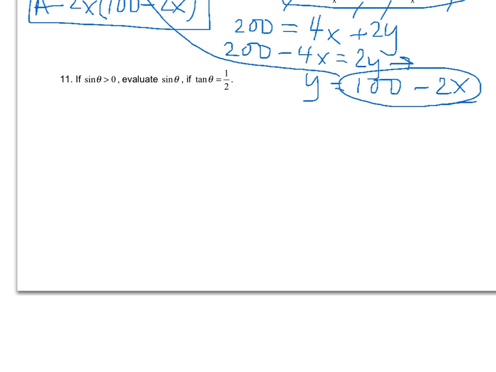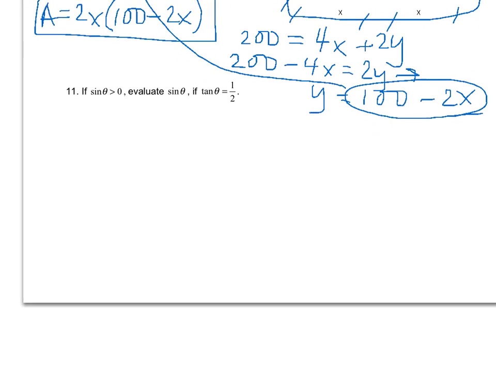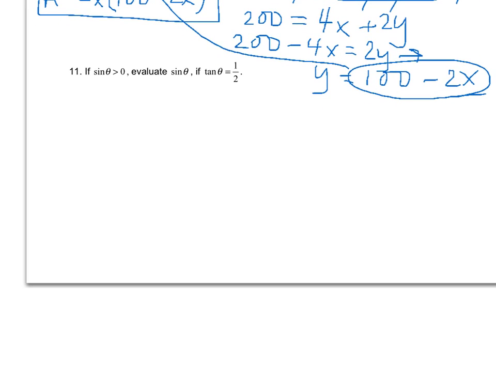Number 11 conjures up your trig. I don't know if it's a nightmare or a very good dream for some of you, so here we go. We have if sine is greater than 0. So where does that happen? Sine is greater than 0 happens here and here. It says to evaluate the sine of theta if tangent of theta is a half.